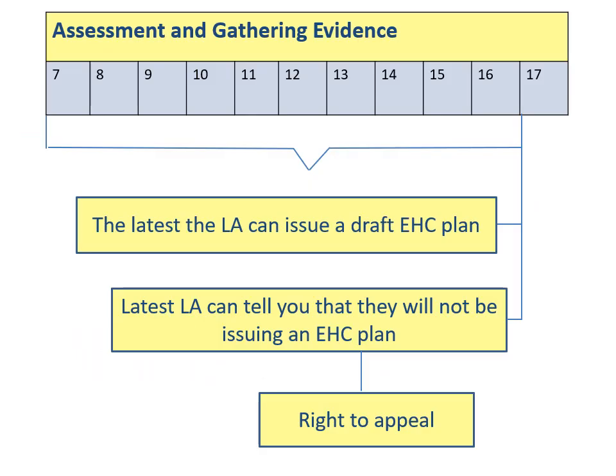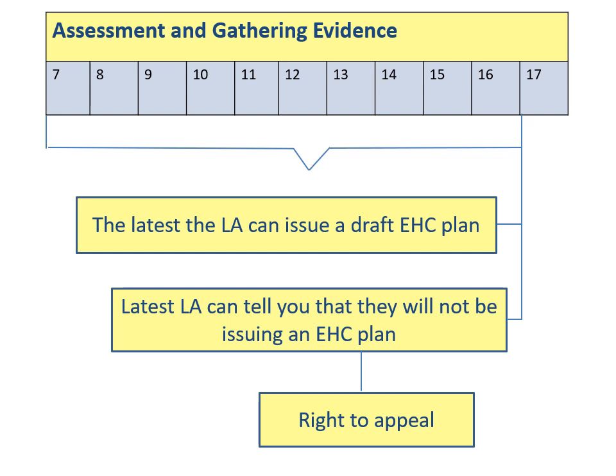We explained earlier in the recording that weeks 1 to 6 in the 20-week EHC needs assessment timeframe were for deciding whether to do an EHC needs assessment, and then if an EHC needs assessment is agreed, there is a 10-week period from week 7 to week 17 when advice and information is gathered. Before week 17, the local authority will have a good idea of whether your child will need an EHC plan. And this slide shows you the latest time when the local authority can issue a draft EHC plan.